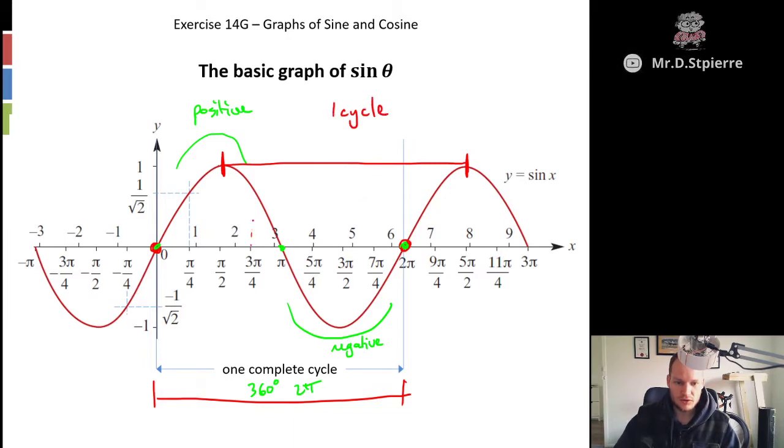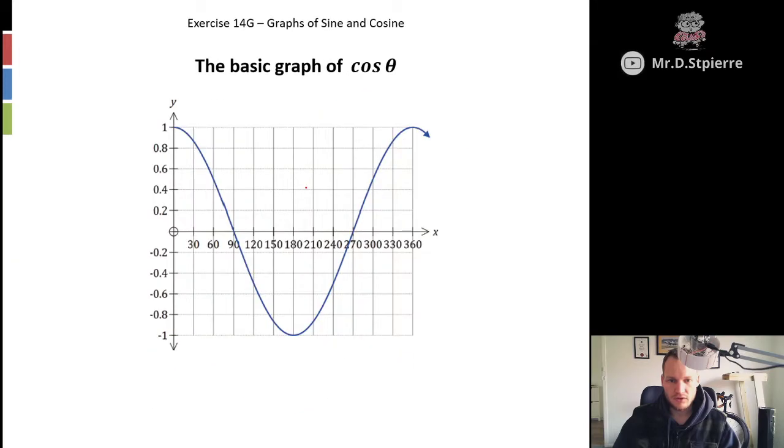I could choose 3 pi on 4, and if I go all the way across to 11 pi on 4, that is also one full cycle, because the pattern will repeat from then on, because the graph is going down at both points. So that's an easy way to check if that is actually a repetition point. Does it have the same magnitude, and will the graph have the same gradient at that point? So that's one full cycle.